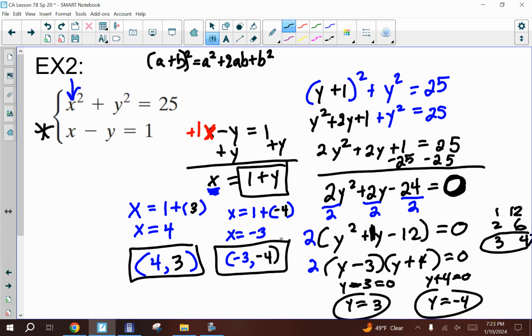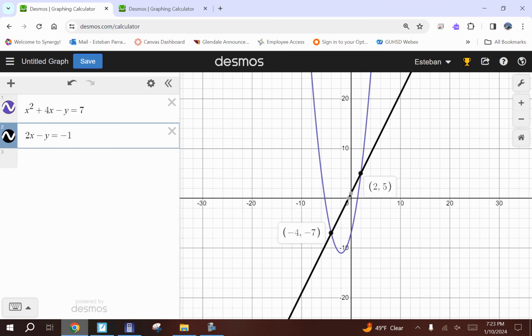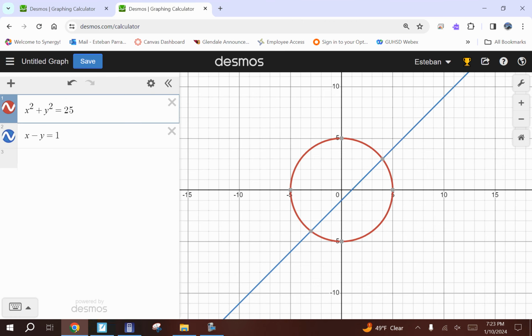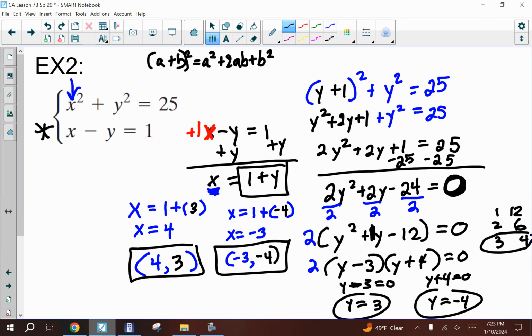And if I want to verify, I can always go to Desmos. So my two answers, negative 3, negative 4, and then 4, 3. And that's exactly what we got.